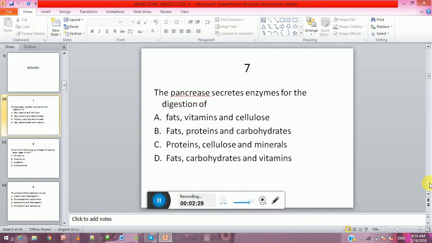Biology. The pancreas secretes enzymes for the digestion of A. Fats, vitamins and cellulose. B. Fats, proteins and carbohydrates. C. Proteins, cellulose and minerals. D. Fats, carbohydrates and vitamins.